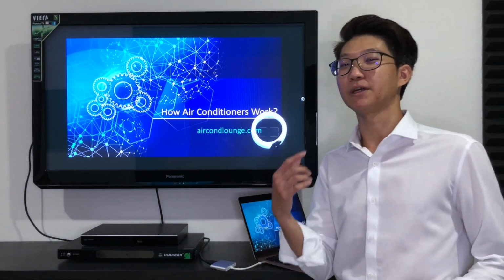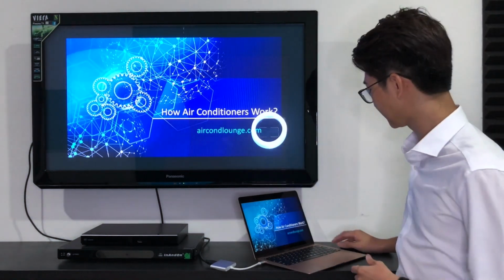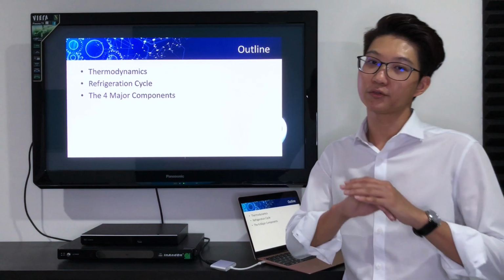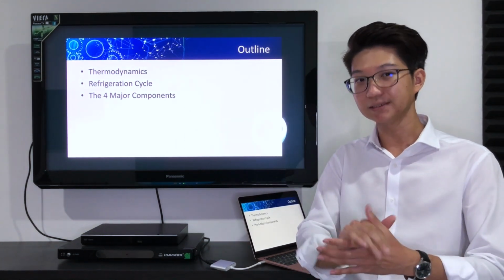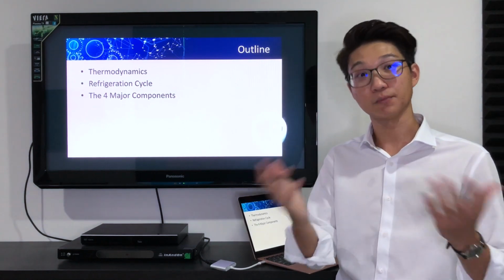Hi everyone, today we are going to talk about how an air conditioner works. We're going through three things. First thing is thermodynamics, the refrigeration cycle, and also the four major components.